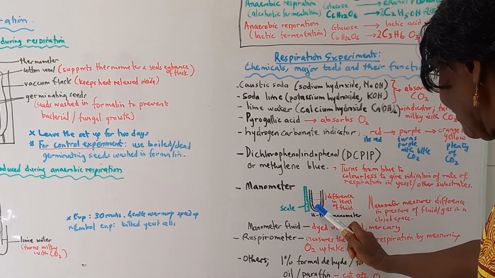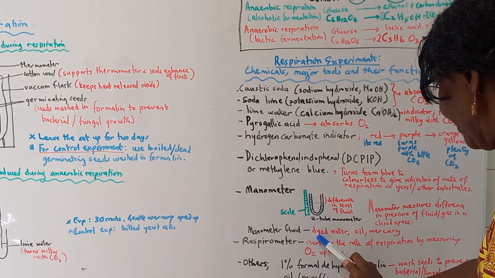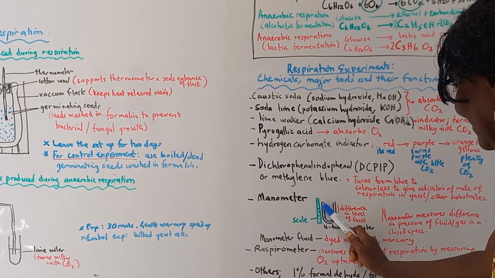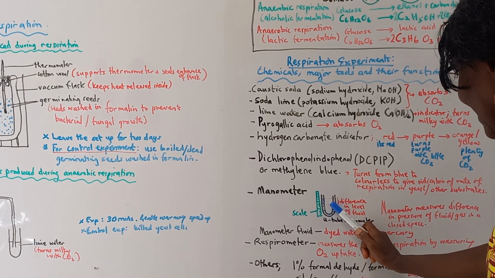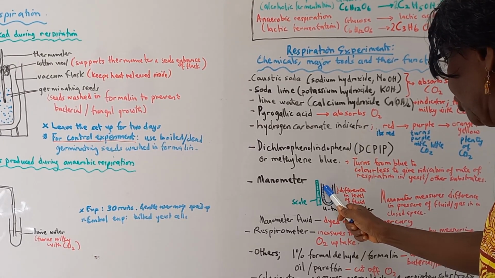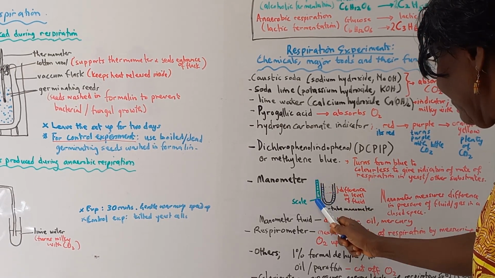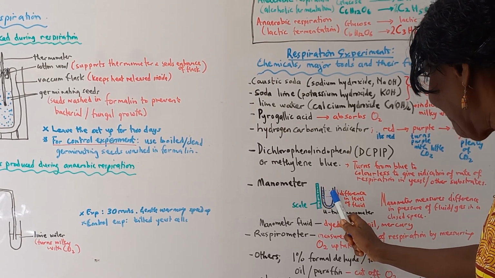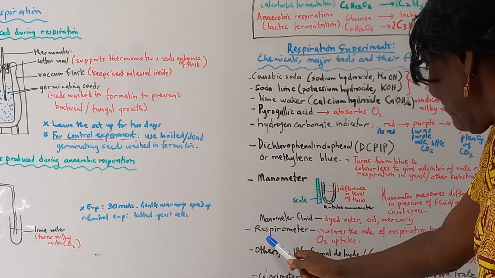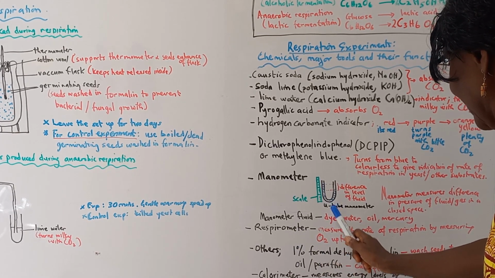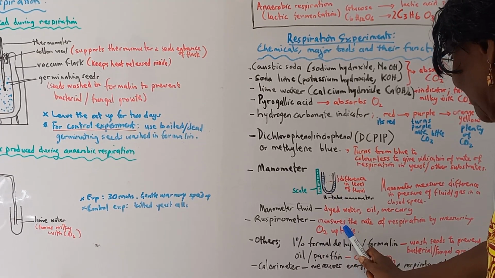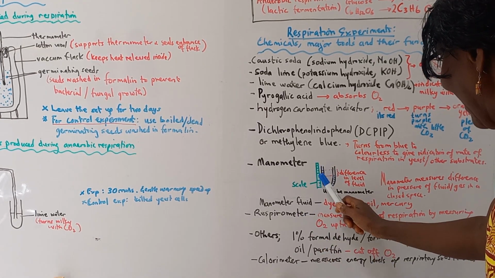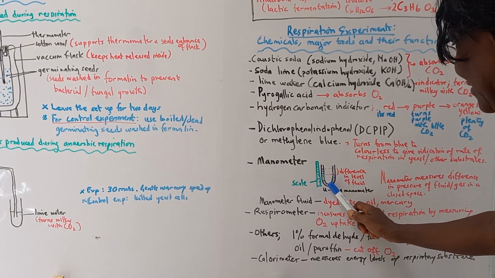The manometer contains fluid, and the fluid can be dyed water, oil, or mercury. The lighter the fluid, the greater the changes in the manometer with little differences. It shows a great change. Then we have a scale that is attached to the manometer that can measure the differences that occur. And we have a respirometer. It measures the rate of respiration by measuring the rate of oxygen uptake, and the respirometer is a setup that has a manometer attached to it usually.